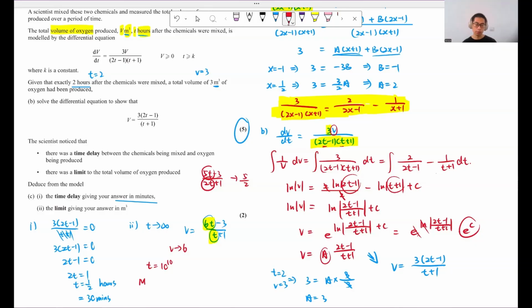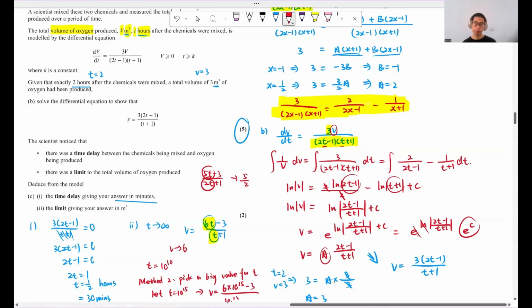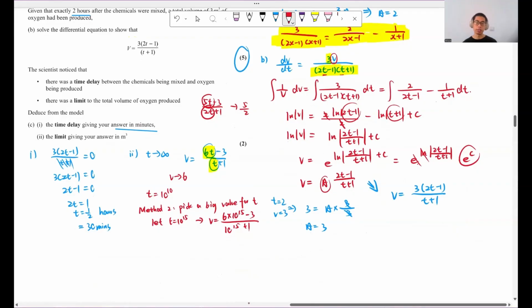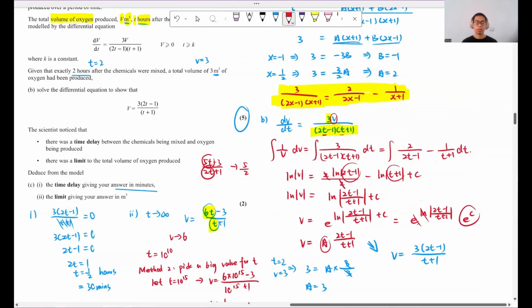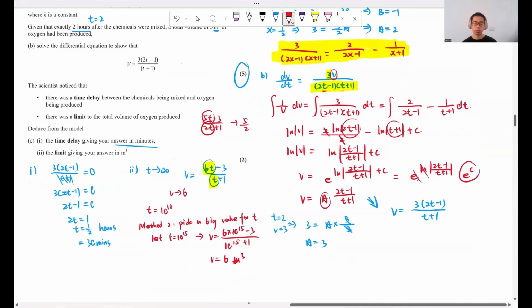So method 2, pick a big value for T. So let T equal to 10 to the power 15. Then put in your calculator, V is equal to 6 times 10 to the power 15 minus 3 over 10 to the power 15 plus 1. So then eventually in your calculator, V is equal to 6, which is what we want. And then since the volume is already in meter cube, this 6 is in meter cube.